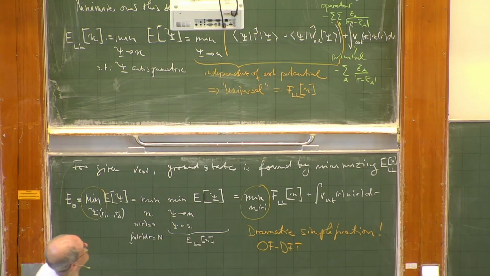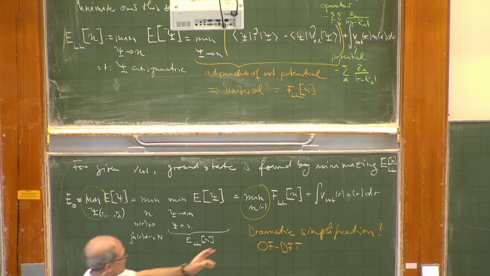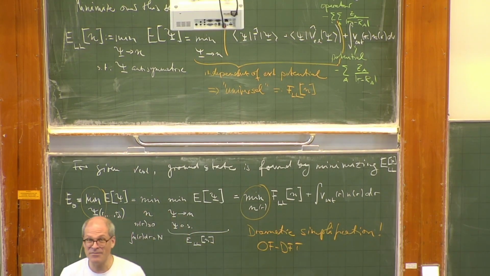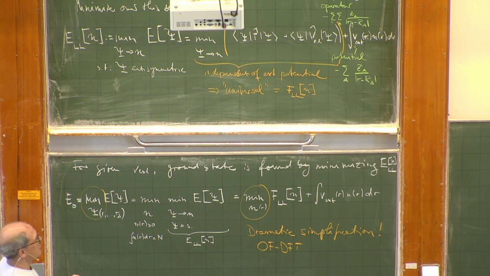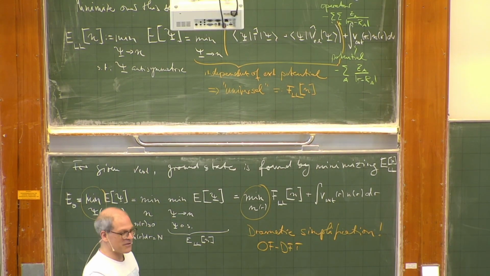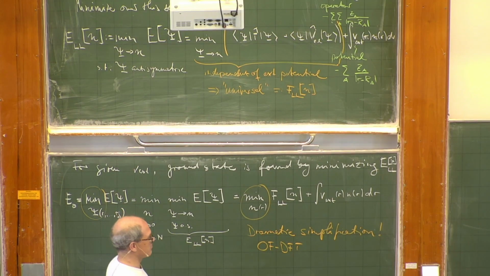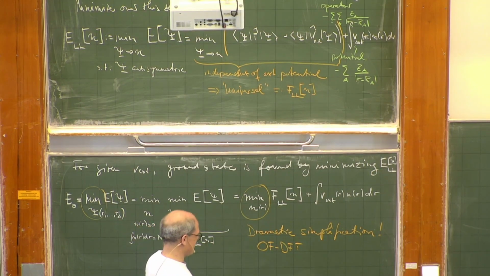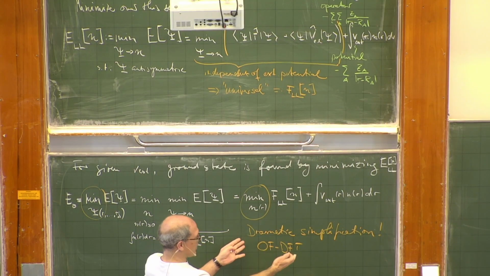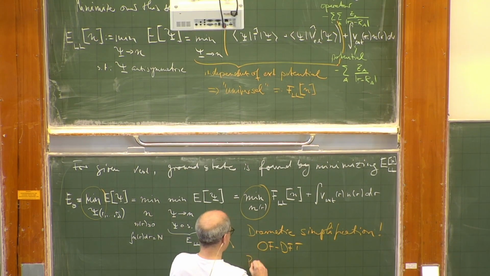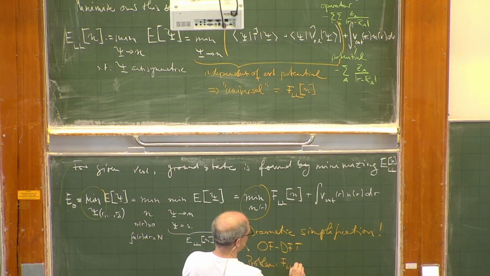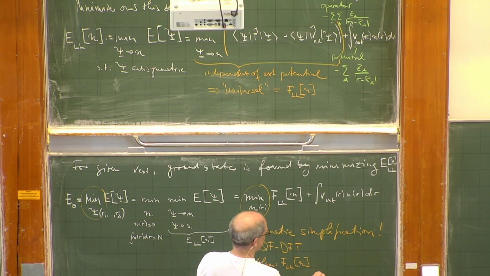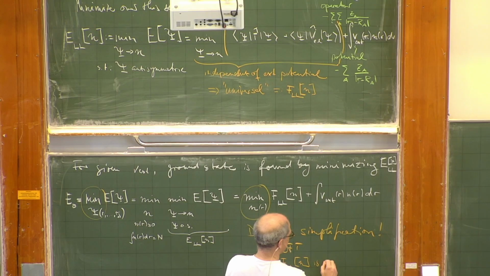And now what's the hitch? The hitch is that this Levy-Lieb functional, well, we can write it down formally. What we have on the board above is a valid definition, but we cannot write it down as an explicit formula, as a practical computational procedure. Yeah? So on the one hand, we have this dramatic simplification. On the other hand, we have this problem that F_LL of n is unknown.